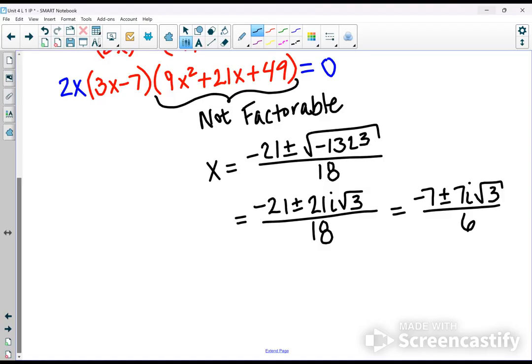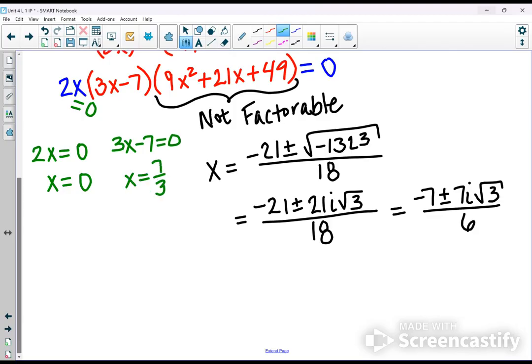I do need to remember that I should be setting all of my factors equal to 0 to find all of my solutions. So if I set 2x equal to 0, I divide both sides by 2, getting x is equal to 0 as one of my solutions. And 3x minus 7 is equal to 0 gives me x is equal to 7 over 3 as one of my solutions. Altogether, I have 4 solutions again, and I want to list them all in one place.